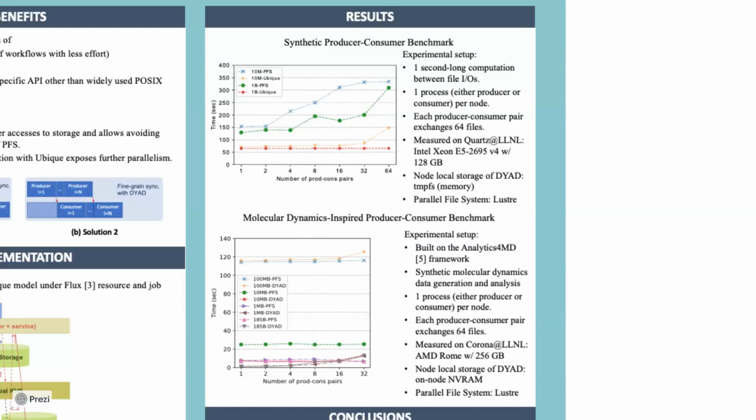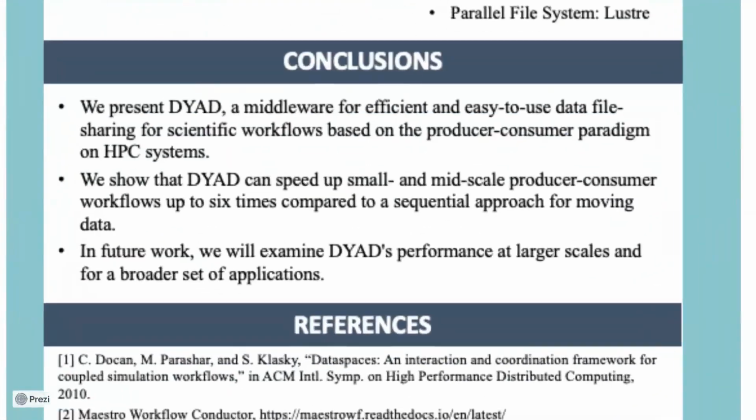However, for larger file sizes, we see that DYAD performs similarly to the sequential approach, suggesting that further optimizations are needed to ensure efficient scaling for large files. In conclusion, we have designed and implemented DYAD, a middleware for efficient and easy-to-use data file sharing in scientific workflows. Through our evaluation, we show that DYAD can speed up small and mid-scale workflows by up to 6 times compared to the sequential approach. In the future, we will examine DYAD's performance at larger scales and for a broader set of applications, including data parallel deep learning and advanced molecular modeling workflows.